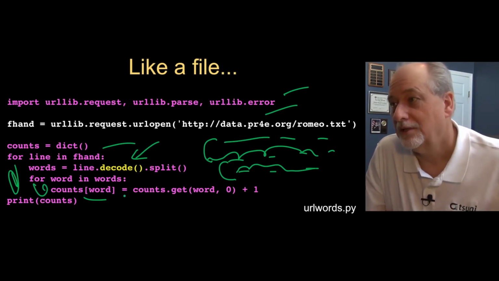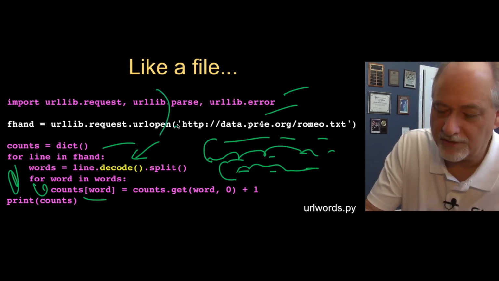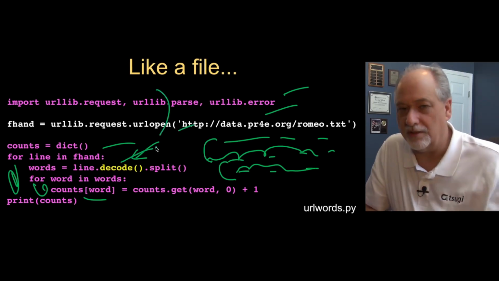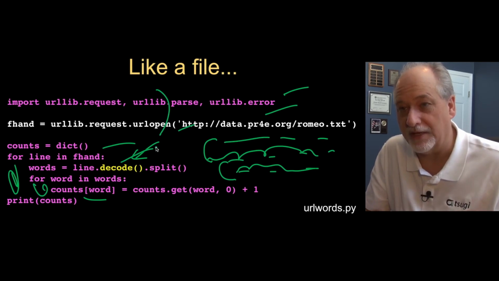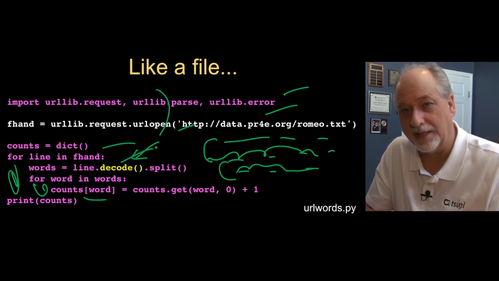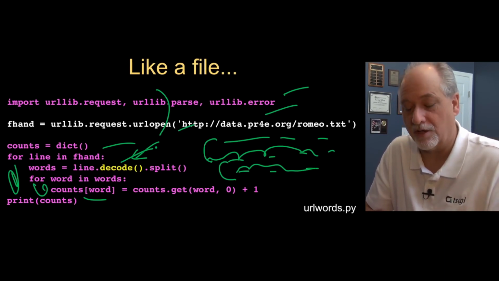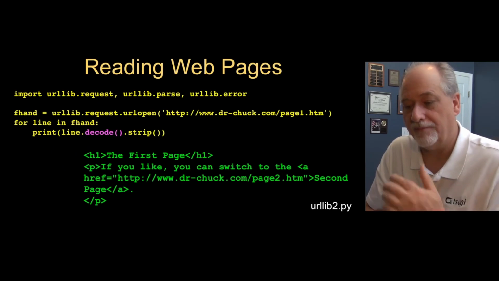Now in effect, other than importing this, opening it differently, and doing the decode, this is exactly how we would process a file. And so by using URL-lib, you really reduce the complexity of retrieving and reading network resources to the same complexity of reading and dealing with a file locally on your hard drive, which is kind of pretty.